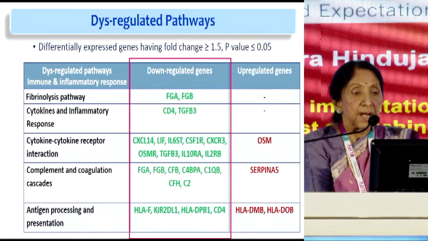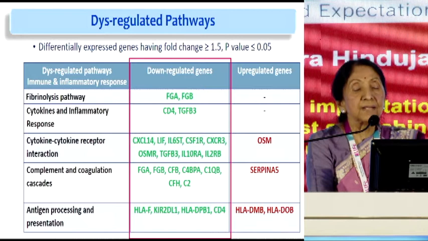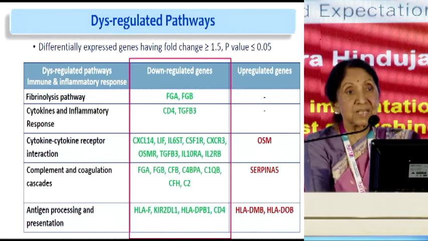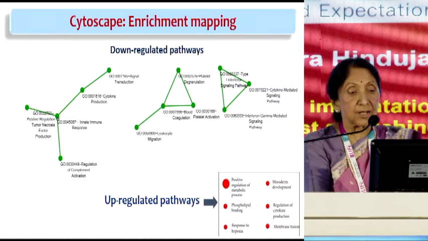Here we saw the dysregulation of the pathways of these processes. In the green are the number of genes, and the number of dysregulated immune and inflammatory functional pathways are also dysregulated. That means the downregulated genes directly affect the processes and their function.